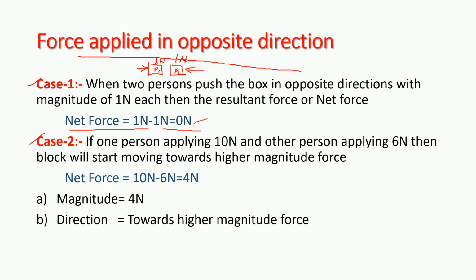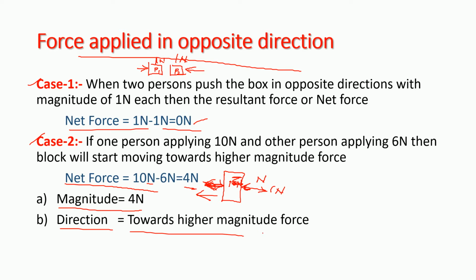In the second case, if one person applies 10 Newtons and the other person applies 6 Newtons, then the block will start moving towards the higher force. He is trying to pull this with 10 Newtons and he is trying to pull this with 6 Newtons. Then the block will move in the direction of the higher magnitude force. So the net force is 10 minus 6 Newtons, that is 4 Newtons. Here the magnitude is 4 Newtons and the direction is towards the higher magnitude force.